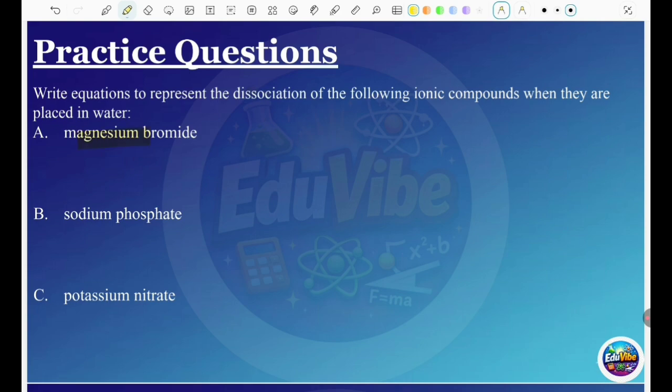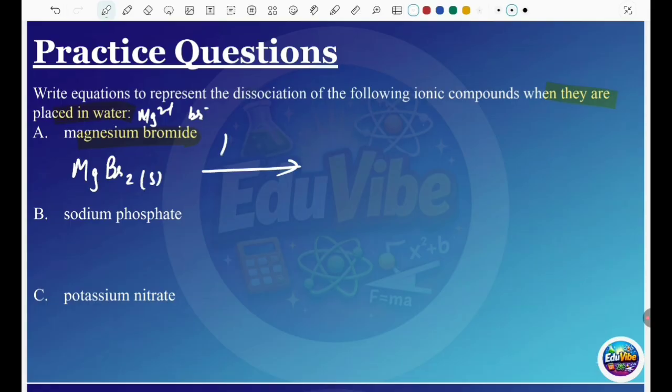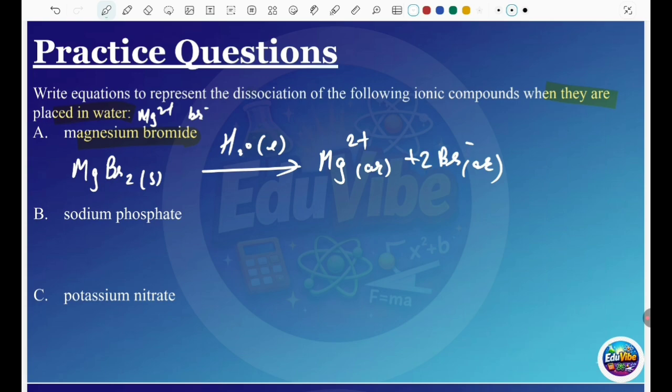So we have magnesium bromide. They mentioned that it is placed in water, so we have to do dissociation of this. Mg is 2+, this is Br minus. You will get MgBr2. Then this is a solid, and in water you will get Mg2+ aqueous plus Br minus aqueous. You have to balance this, so put 2 over there. So this is for the magnesium bromide.